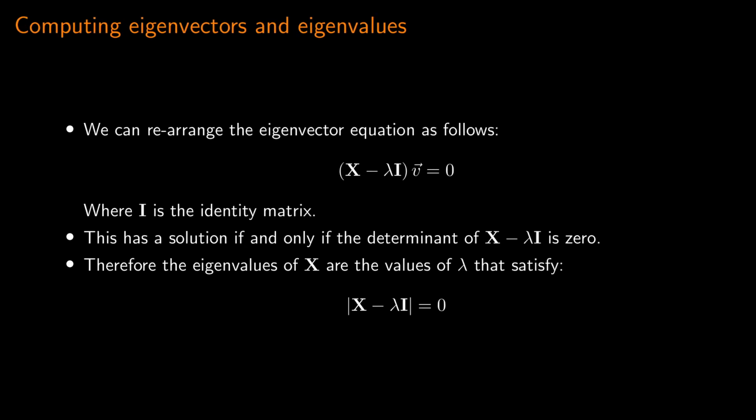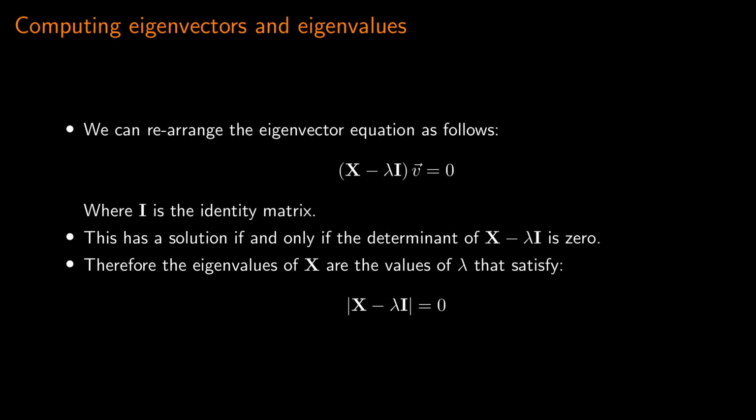Okay, so how do we actually go about computing eigenvectors and eigenvalues? Well, we can rearrange the eigenvector equation as follows. So we get this (X minus lambda I), where I is the identity matrix, multiplied by our vector v is equal to 0. Okay. Now this has a solution if and only if the determinant of X minus lambda I is 0. Therefore, the eigenvalues of X must be the values of lambda that satisfy this equation here, where the determinant of X minus lambda I is equal to 0. And this gives us a route to how we can approach calculating the values of lambda, or the eigenvalues, for any particular matrix X.